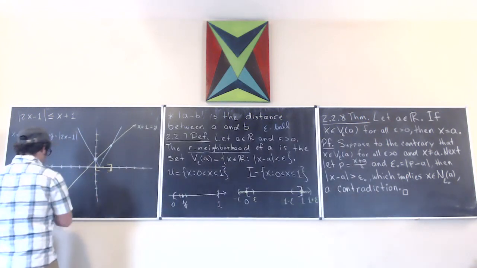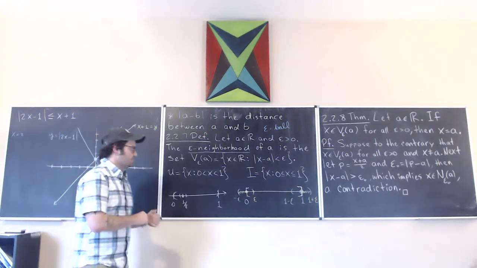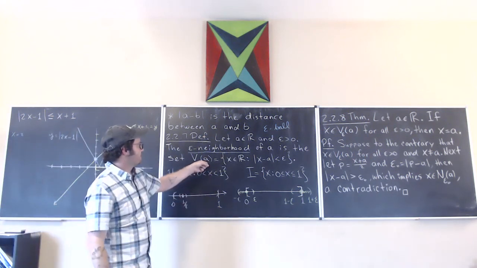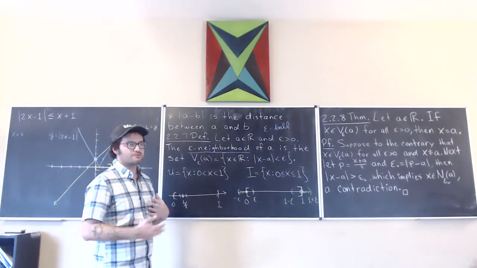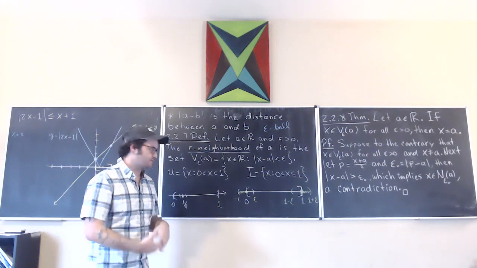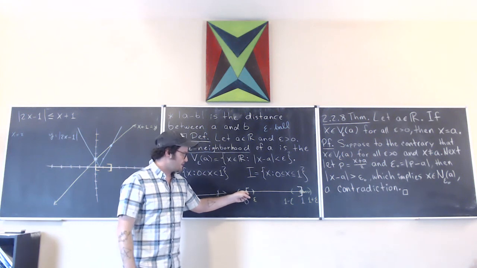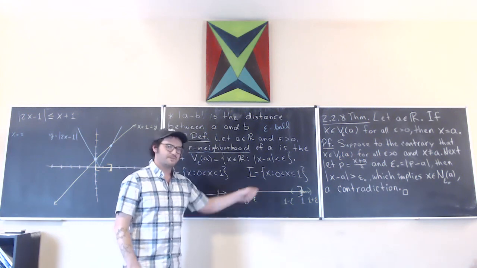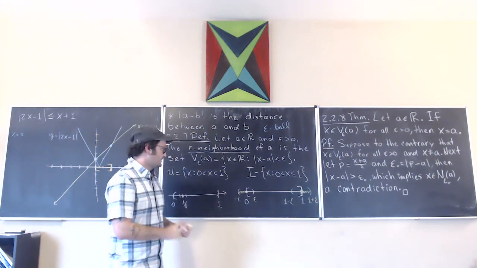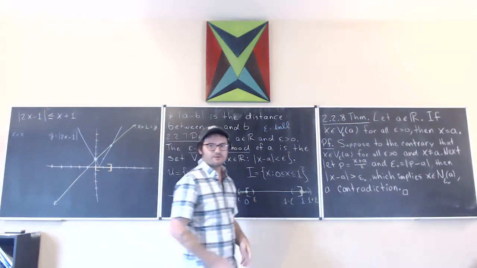Okay. So just some interesting things to note about these epsilon neighborhoods and why we want to even define such a thing. One of the reasons is that it tells us about special points in a set of real numbers. Like these are special values, 0 and 1.